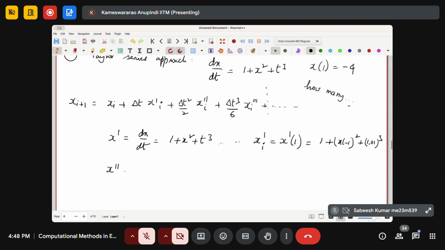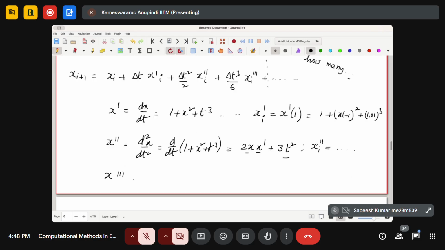What about x double prime? That is d square x by dt square. That means it's going to be d by dt of 1 plus x square plus t cube. That is nothing but d by dt of 1 is 0, d by dt of x square is 2x x prime, plus t cube gives 3t square. We need to evaluate this at x i double prime. That means substitute t equals 1 and x equals x of 1, that means minus 4. Then that can be calculated.